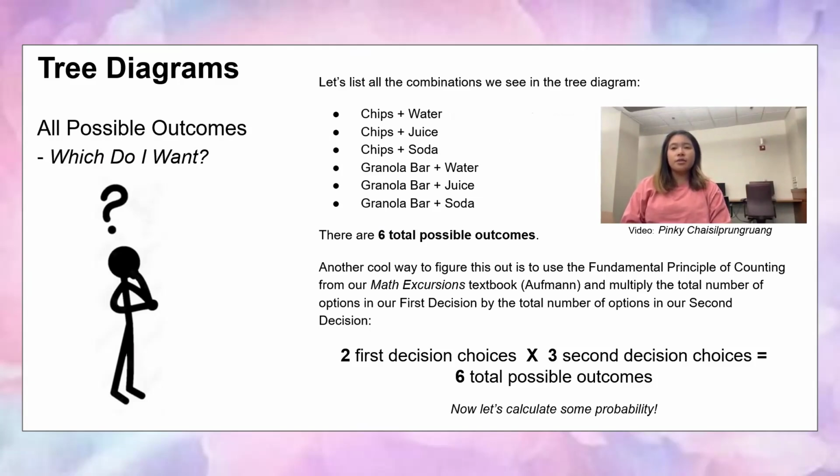And there's another cool way we can do this, which is using the fundamental principle of counting from our Math Excursions textbook. We multiply the total number of options in our first decisions by the total number of options in our second decisions, which is 2 first decision choices multiplied by 3 second decision choices. 6 total possible outcomes is our answer.